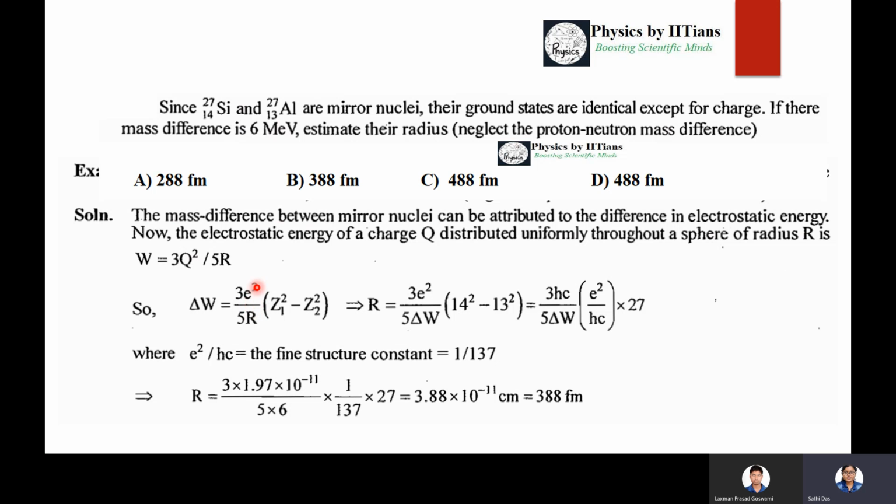So we can write that Q1 as e square into z1 square and Q2 as e square into z2 square, that is Q1 square and Q2 square. Take the difference between them and put in the values, and you will have to put it in the form of the given MeV unit. So you need to know the fine structure constant, that is e square by ħc is 1 by 137. So put these values, you will get R, that is the radius of this mirror nuclei, as 388 femtometer.